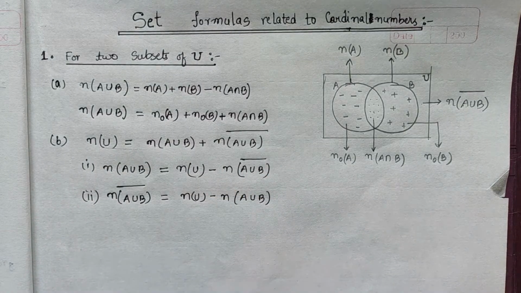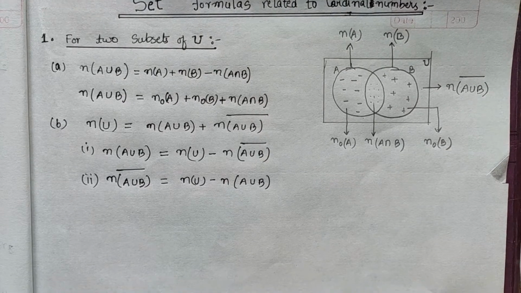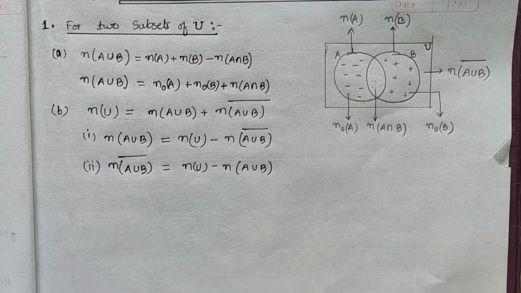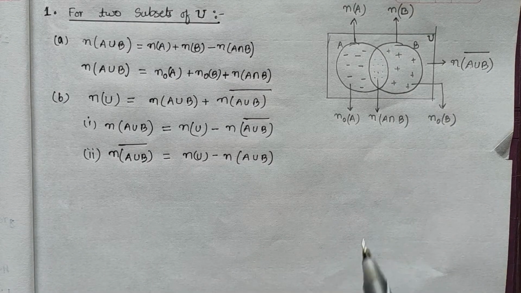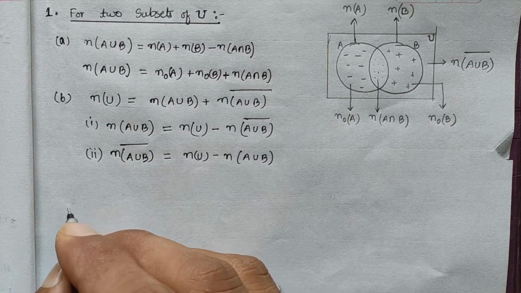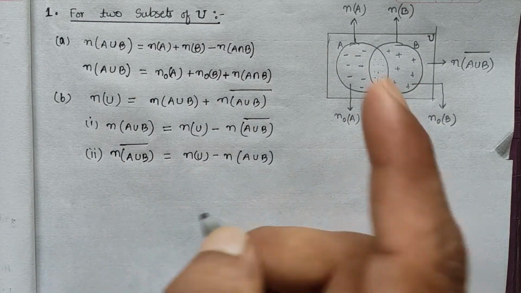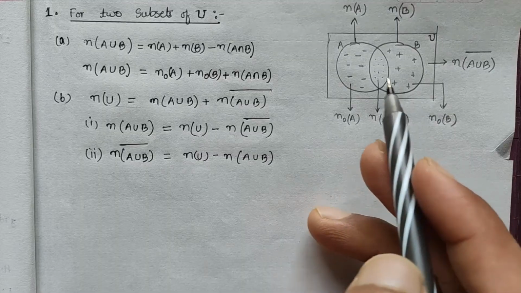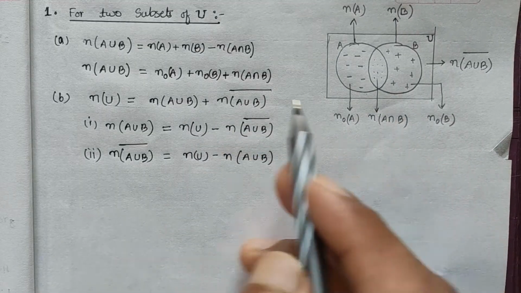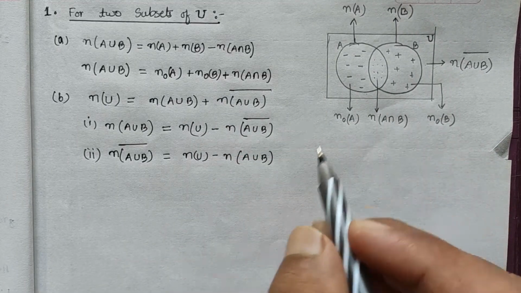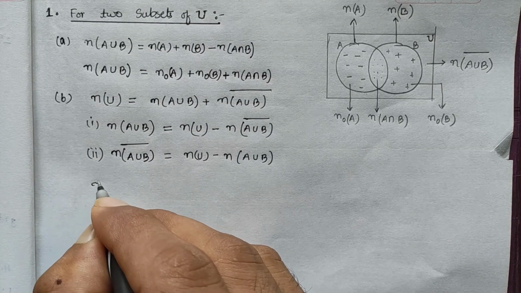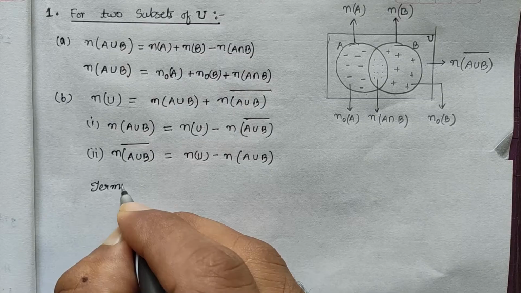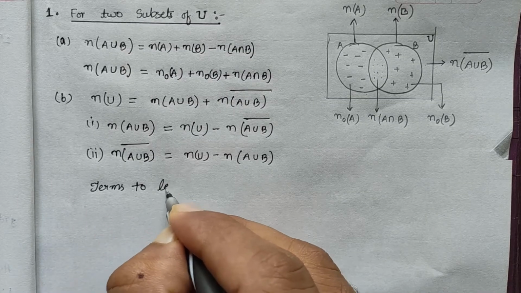From this main formula, we can derive these two formulas from here. Okay, so after writing the formulas for a universal set having two subsets, we have to learn some terms related to these while you are solving this type of question, the questions related to cardinal number having two subsets. Okay, terms to learn.